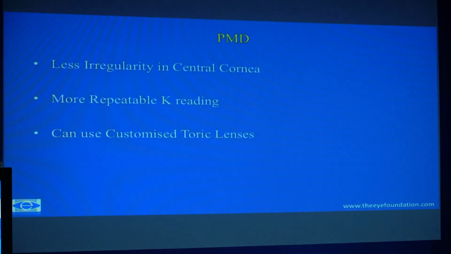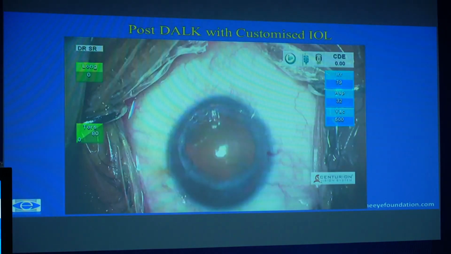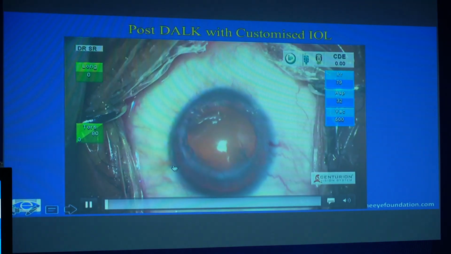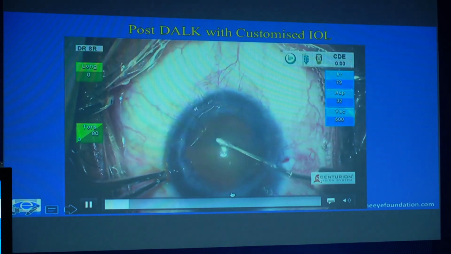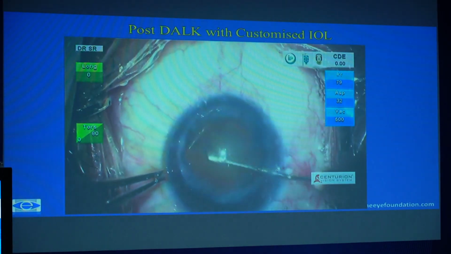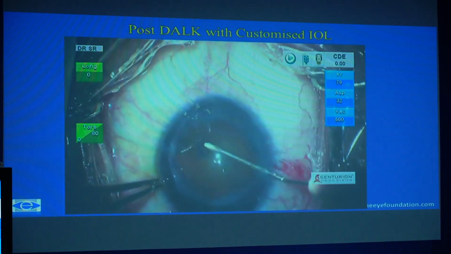PMD, again, is less of a concern. You can use customized toric lenses, which are quite useful. Post PK and DALK, yes, to the extent possible, we can ensure complete suture removal, but more than that, it's repeatable topography and K readings which are very important. In this video, as you would notice, there are some sutures left in, and they have been left inside for almost a year now, and the K readings and topography have been stable. The astigmatism is less than 3 diopters.